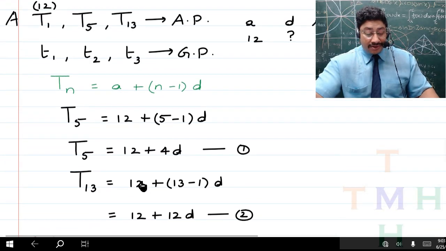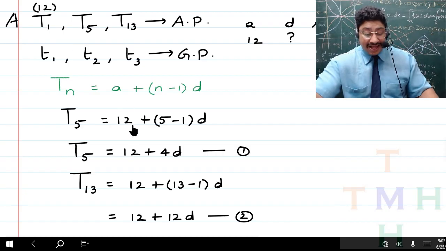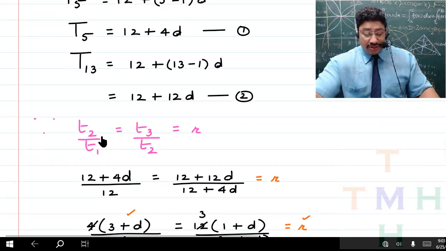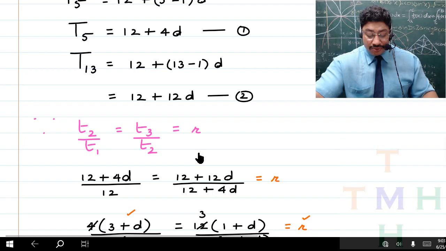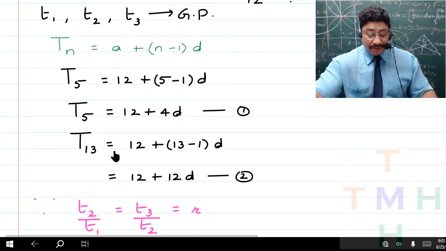Now we talk about these 3 terms as they are in GP. So dividing the second term by the first term, which are in GP, to be equal to dividing the third term by the second term, which are again in GP, we will be able to get the common ratio, right? So next, now what we do is we actually put the value of these terms. T2 here, children, is what it is, T5, right?